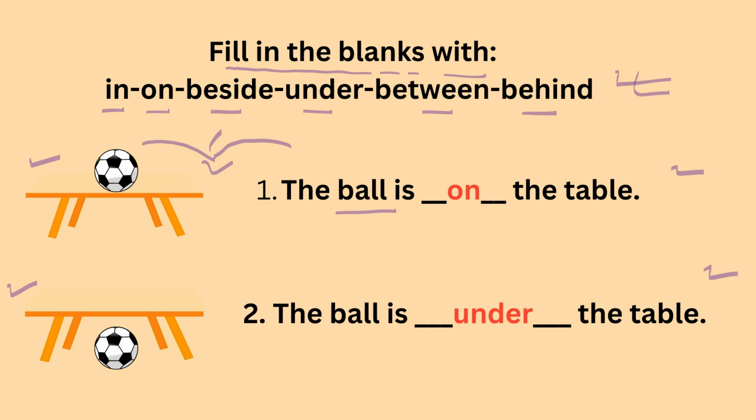So where is the ball in the first picture? The ball is on টেবিলের ওপরে আছে. The ball is on the table. So we will put on. See, the on is also here in the option. So we will put on.